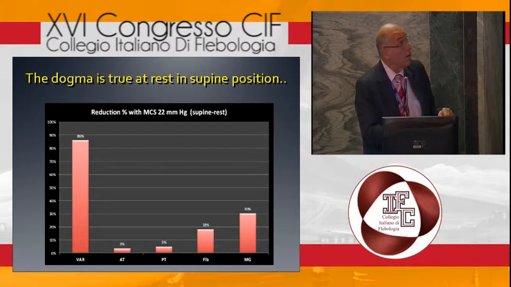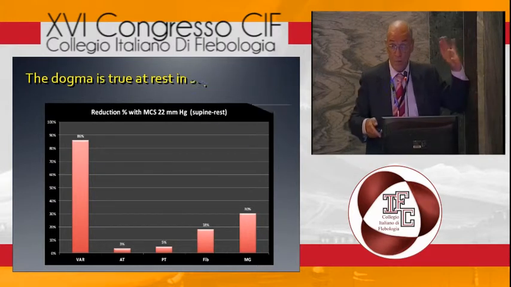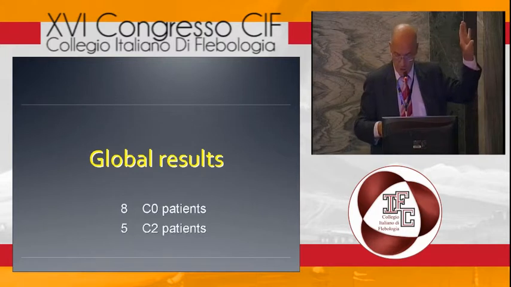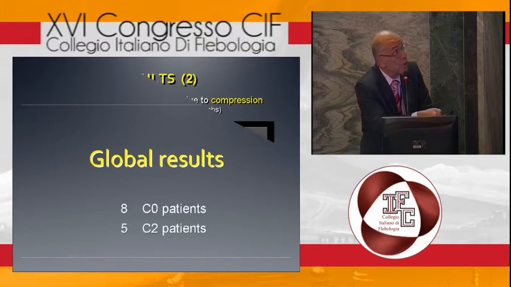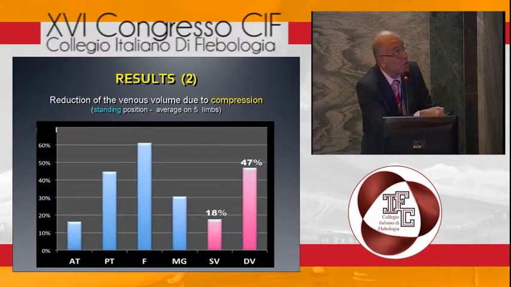Now, some more results. This is a global result. This was only one patient. Now, let's look at the group of patients. We have 8 C0 patients and 5 C2 patients. First, what is the reduction of volume that we achieve with compression in the standing position? For all these patients, it's a little lower than the patient I showed you, but you see that, of course, the reduction in the deep system is much more important than in the superficial.